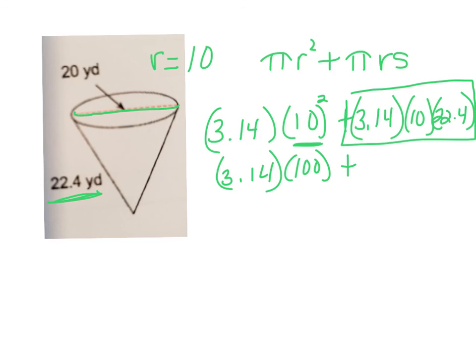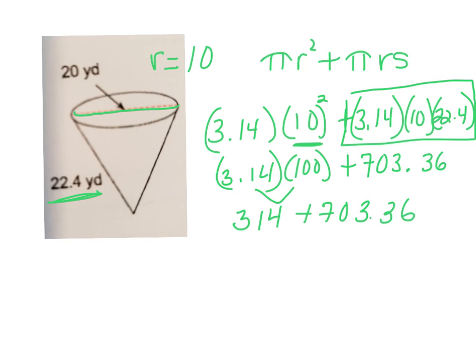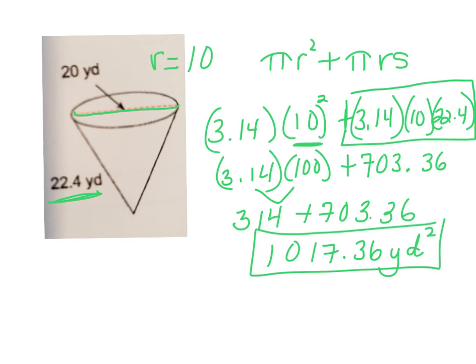So I'm just going to grab my calculator and just type that in. 3.14 times 10 times 22.4. That comes out to be 703.36. Now I need to multiply this before I can do that addition. That comes out to be 314. And then finally we can add those two together, and we're going to get 1017.36. No rounding here, so we can just tack our units on, and our units will be yards squared.